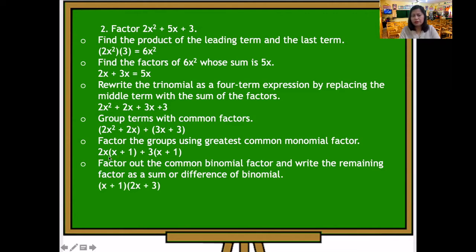First group, or 2x times the quantity x plus 1 divided by x plus 1 is 2x. Second group, or 3 times the quantity x plus 1 divided by x plus 1 is 3. So the factors of 2x squared plus 5x plus 3 are x plus 1 and 2x plus 3. Of course, we have the same factors as in number 1 because we have the same trinomial.